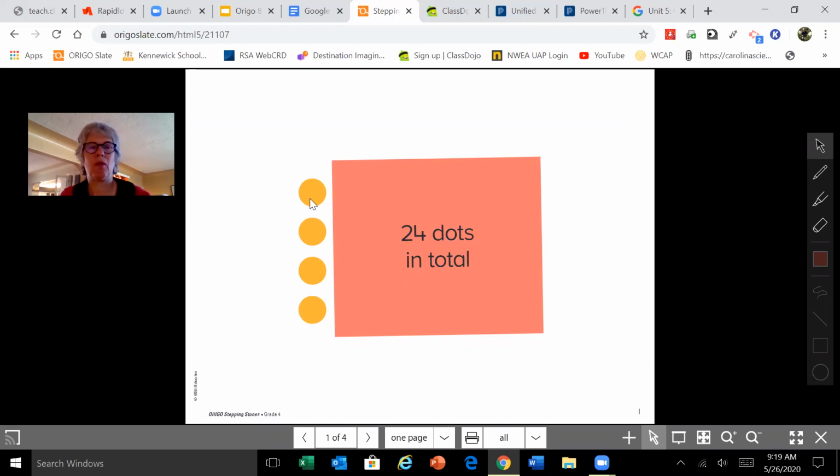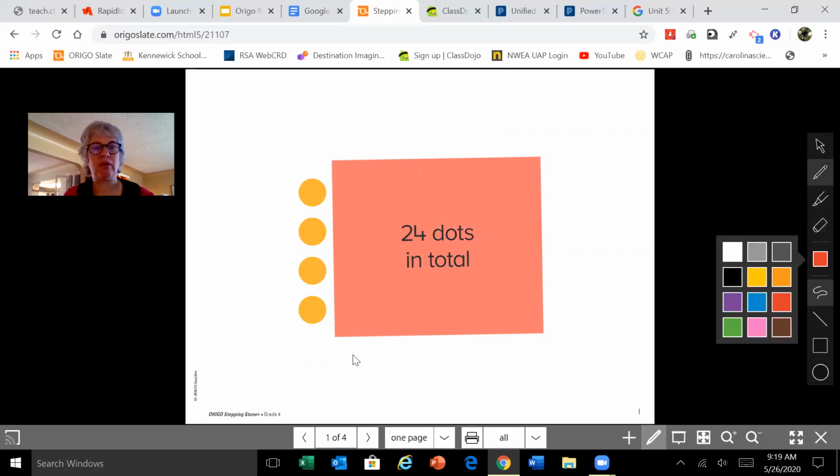Okay, so this is basically kind of a backwards array. If we have 24 in the middle total, that would mean 4 times what would equal 24. So if I think about this, I know that 4 times 6 equals 24. So I'm going to do some dots. 1, 2, 3, 4, 5, 6.